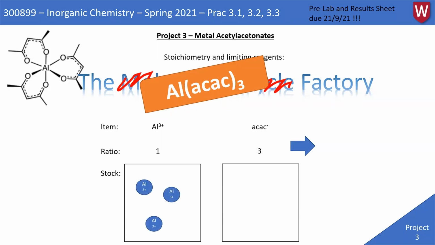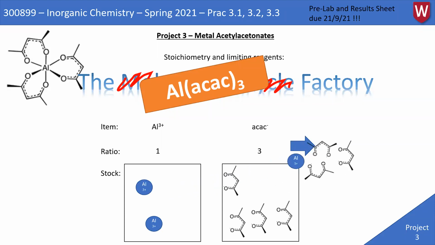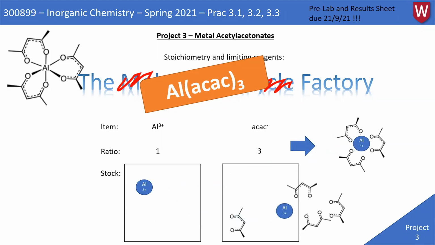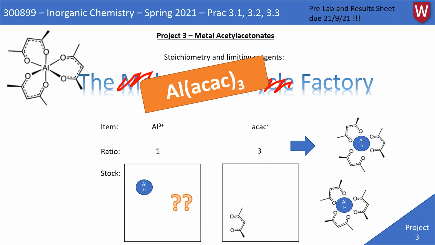So again, we've built up some stock on the shelves of our aluminium 3 plus cation, and we've also built up quite a bit of ACAC. We've been busy making ACAC, and we're ready to start assembling them, putting them together. So we start pumping out our 3-to-1 ACAC to aluminium product. And again, we reach a point where we want to make more. We've got enough aluminium to do it, but unfortunately our ACAC is what's limiting us. So in this case, we say the ACAC is our limiting factor.